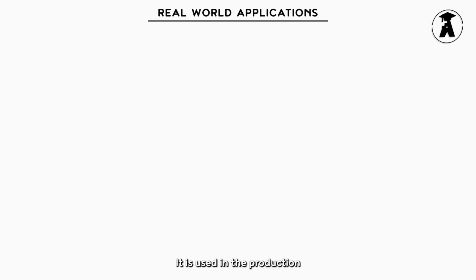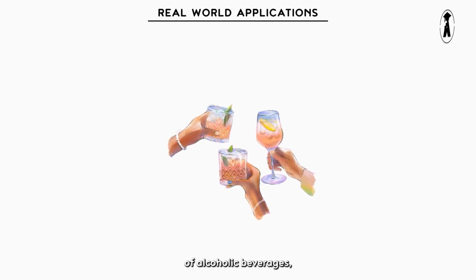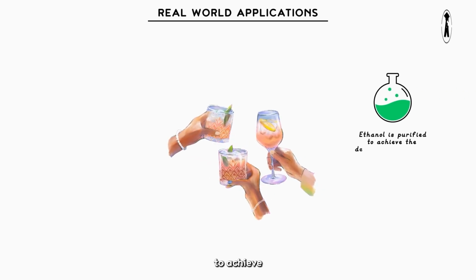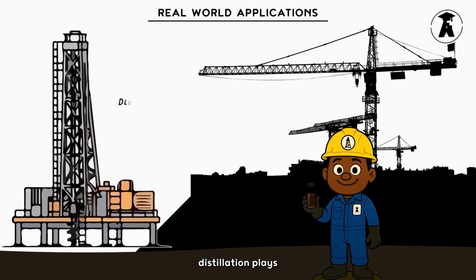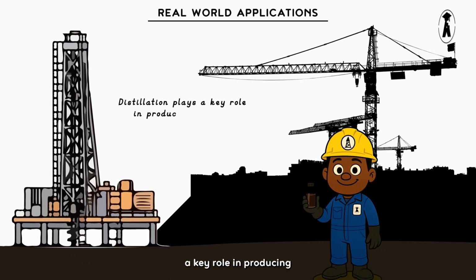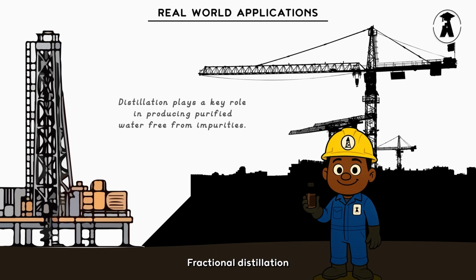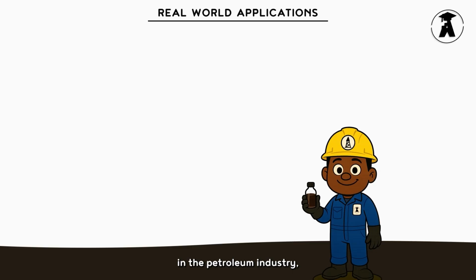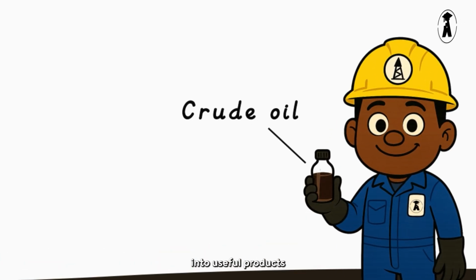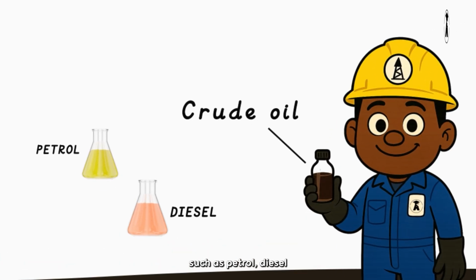Distillation has many real-world applications. It is used in the production of alcoholic beverages, where ethanol is purified to achieve the desired concentration. In laboratories and industries, distillation plays a key role in producing purified water free from impurities. Fractional distillation is essential in the petroleum industry, where crude oil is separated into useful products such as petrol, diesel, and kerosene.